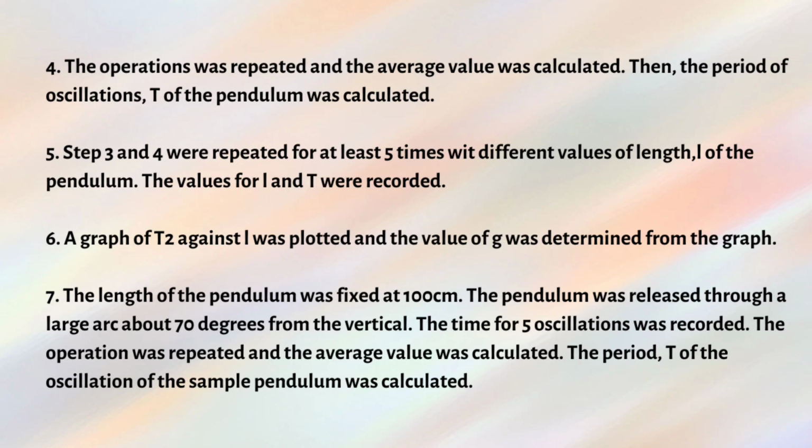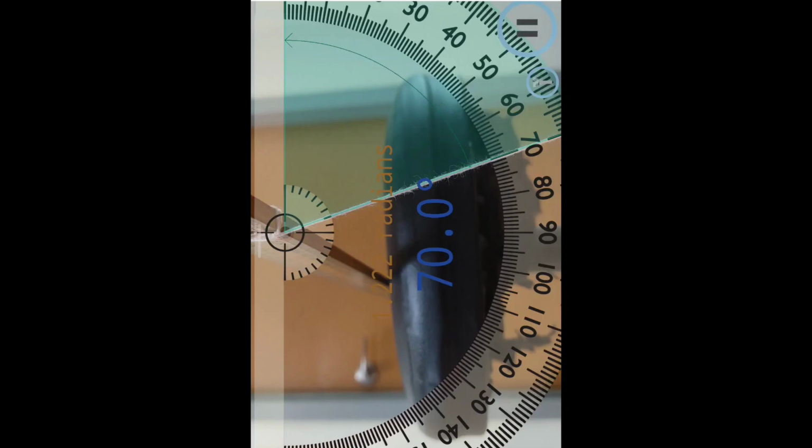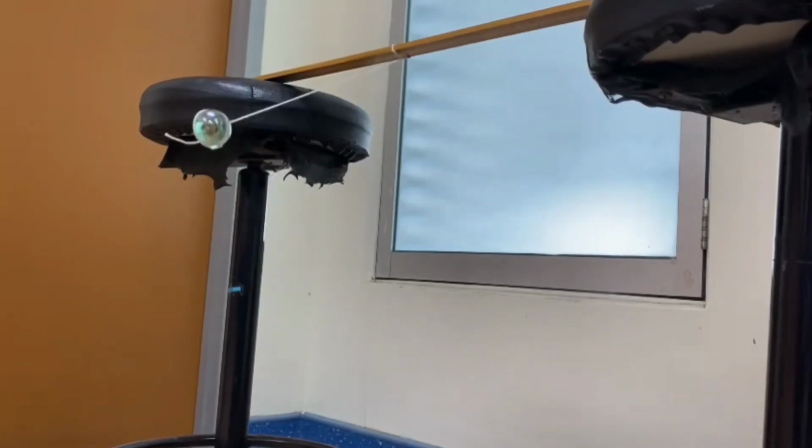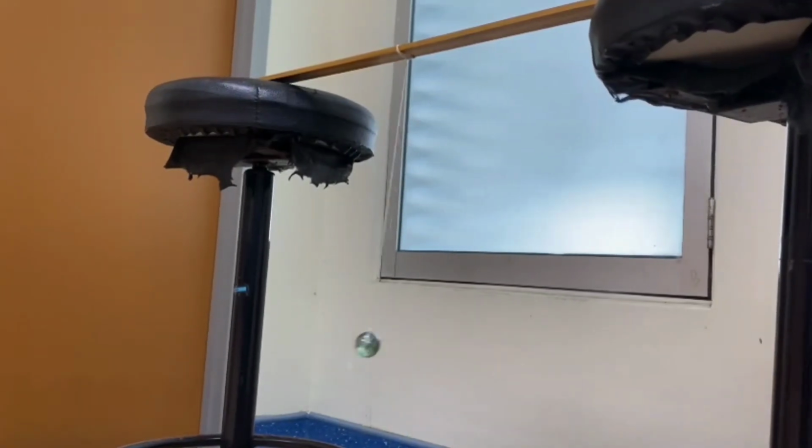And for step 7, the length of the pendulum was fixed at 100 cm. The pendulum was released through a large arc of about 70 degrees from the vertical. The time for 5 oscillations was recorded. The operation was repeated and the average value was calculated. The period of the oscillation of the simple pendulum was calculated.